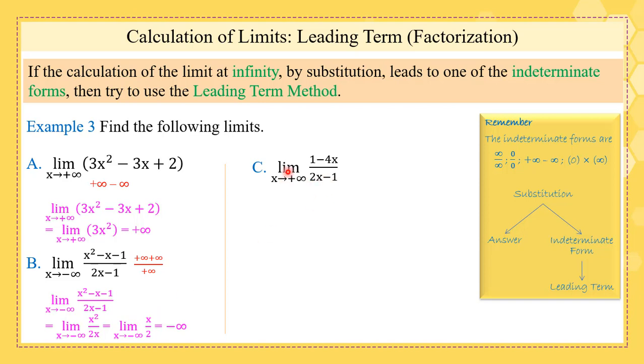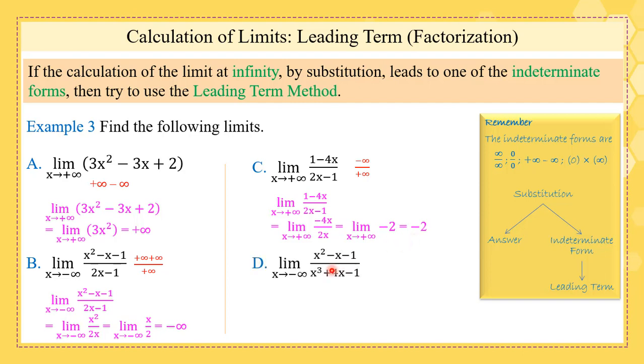Let's see a third example. We need the limit of this function as x tends to plus infinity. Use the leading term because the substitution leads to negative infinity over positive infinity, which is an indeterminate form. In this case, we get the limit of minus 4x over 2x, because the leading term in the numerator is minus 4x and the leading term in the denominator is 2x. And if we simplify, we get the limit of negative 2, and the limit of a constant is itself.